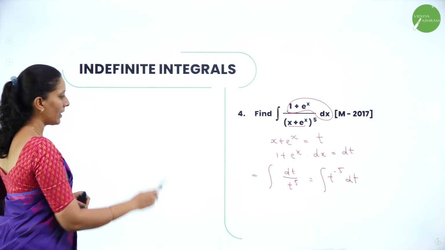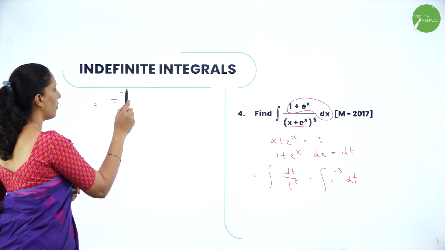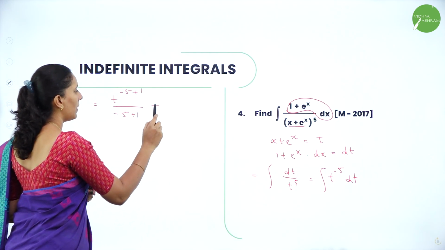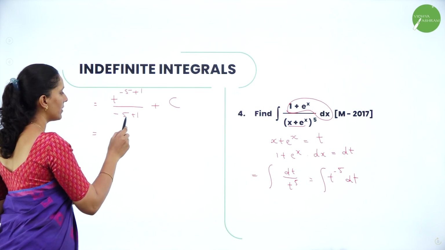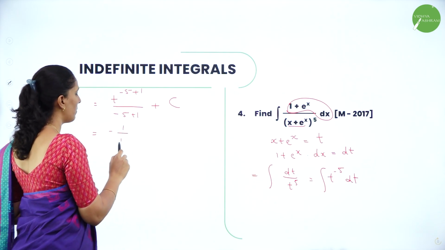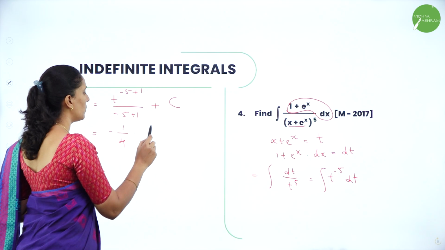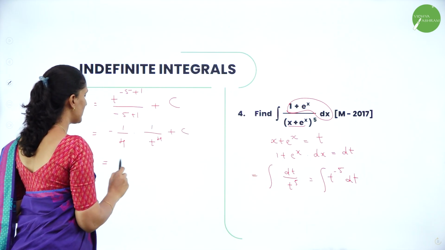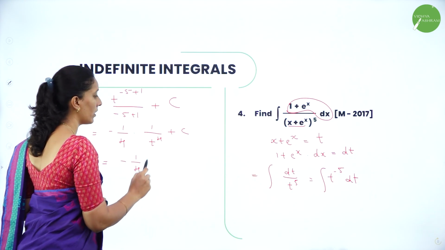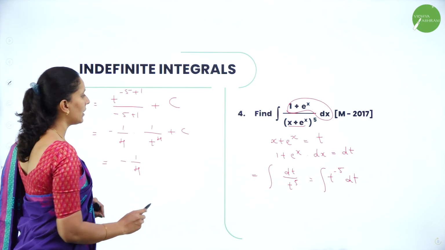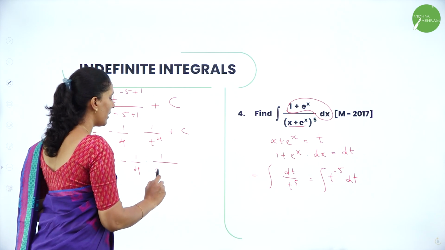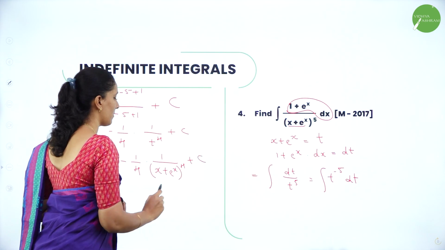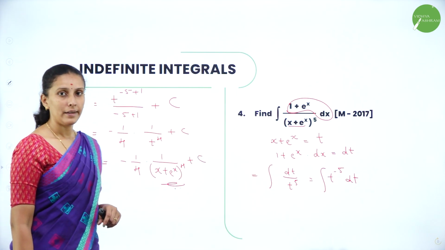So after applying the standard integral, we will get t to the power minus 5 plus 1 divided by minus 5 plus 1 plus c, or we can write this as minus 1 by 4 into 1 divided by t to the power 4 plus c, or we can write this as minus 1 by 4 into, so what is t we have taken? 1 divided by x plus e power x whole power 4 plus c. So this is the integral value.